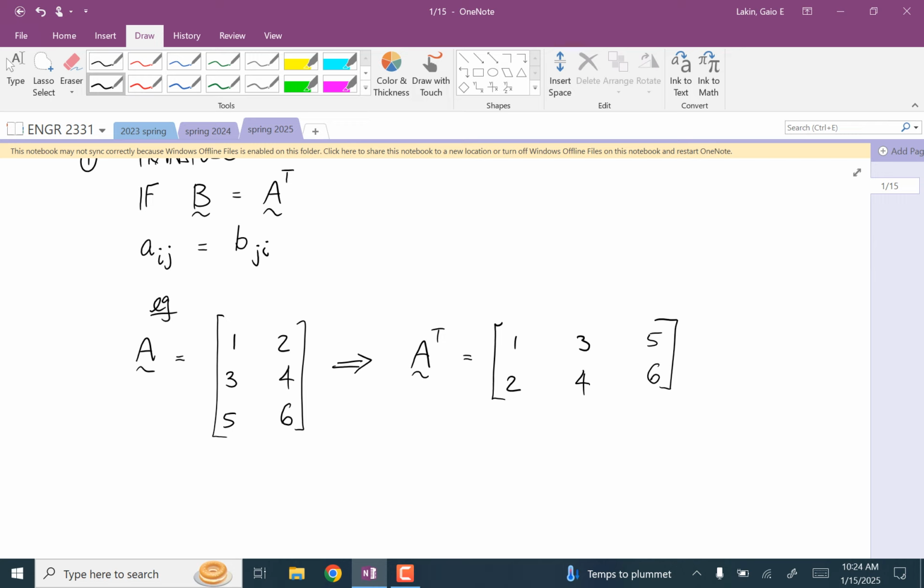And you can see that the index by index thing works too. This 4, for example, in A, that's a terrible example. Let's do the 3. Okay, the 3 is element 2, 1 for A, and it's element 1, 2 for A transpose. You can see that what we've done is just switch the order of the subscripts.